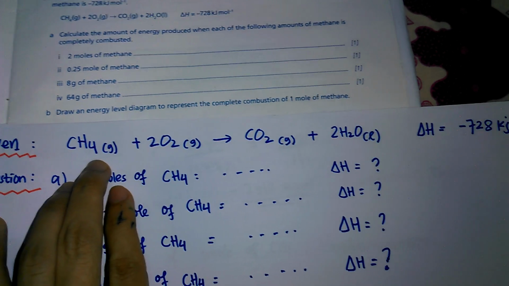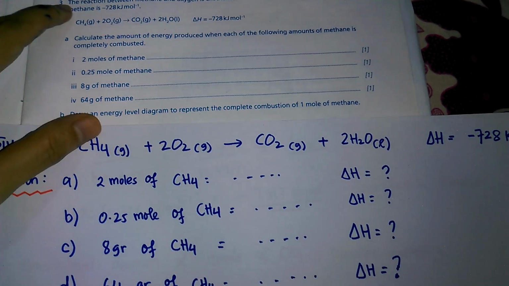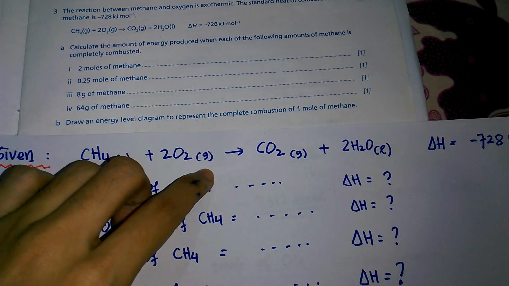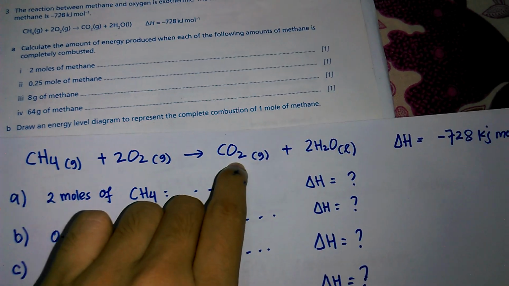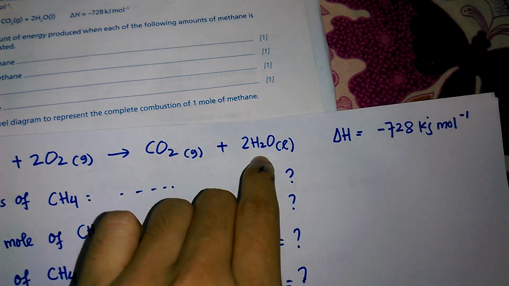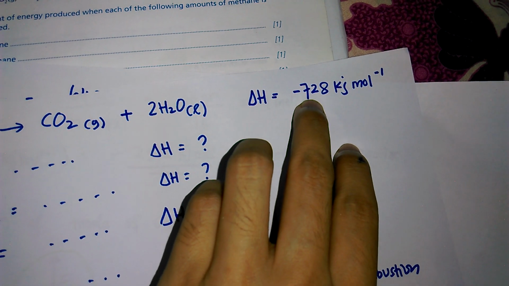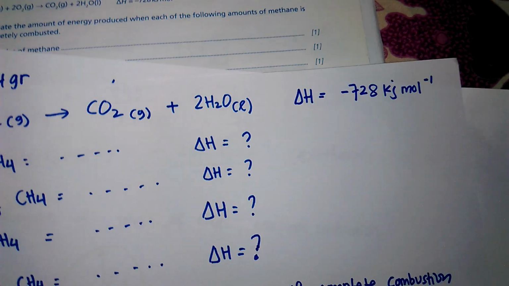Okay, given 1 mole of methane plus 2 moles of oxygen will produce 1 mole of carbon dioxide and 2 moles of water molecule and release 728 kilojoule per mole energy. Release means the negative sign.